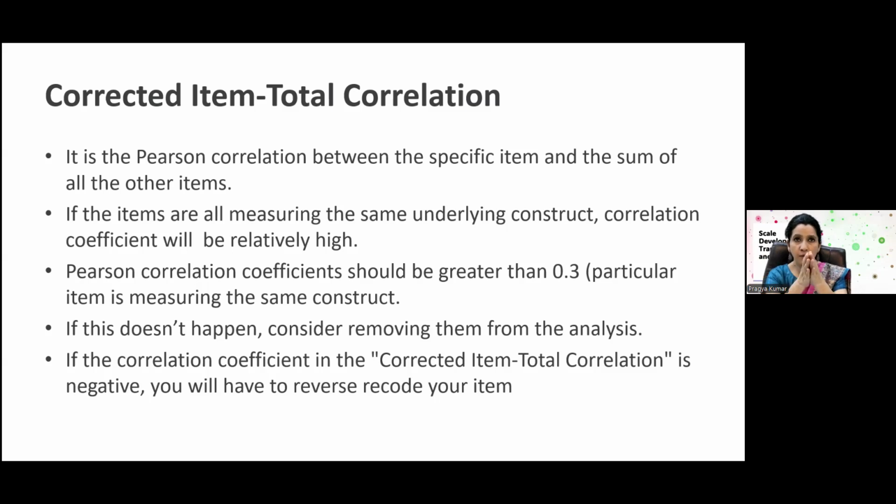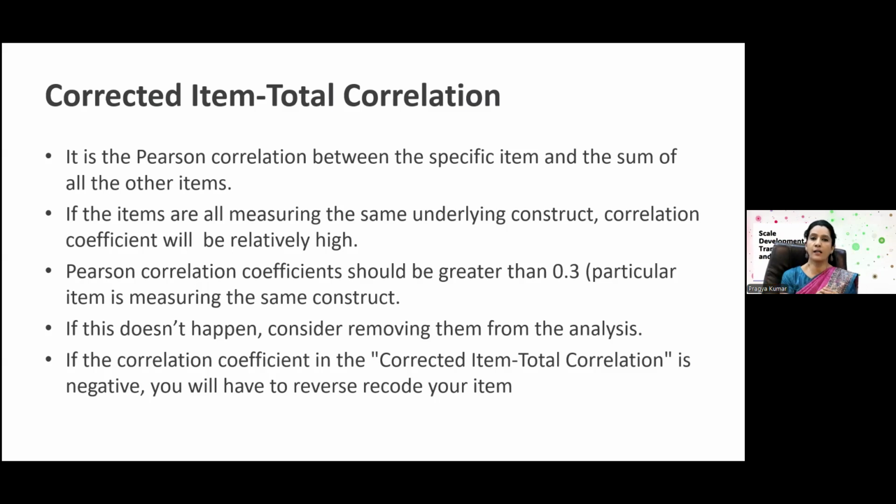You make a sum of that and you get all this in the statistical package. So the Pearson correlation between that specific item and all the other items is known as the corrected item total correlation. If this correlation is high, that means that particular item is measuring the same construct.